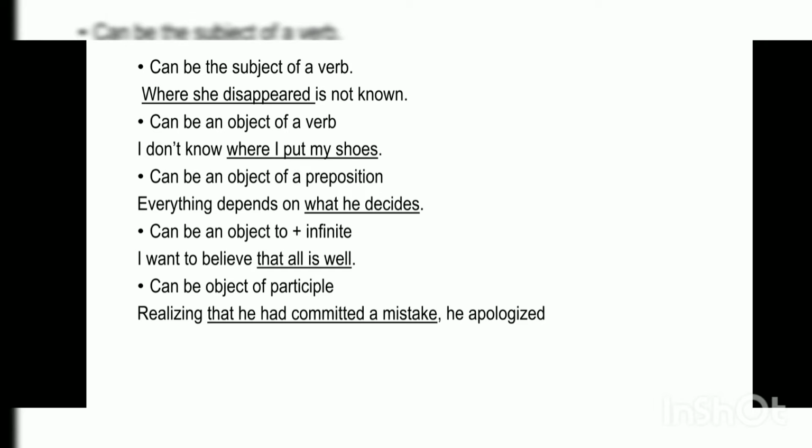For example, I don't know where I put my shoes. Everything depends on what he decides. I want to believe that all is well. Realizing that he had committed a mistake, he apologized. You can see that in all these sentences they are answering something: where, what, that kind of thing.